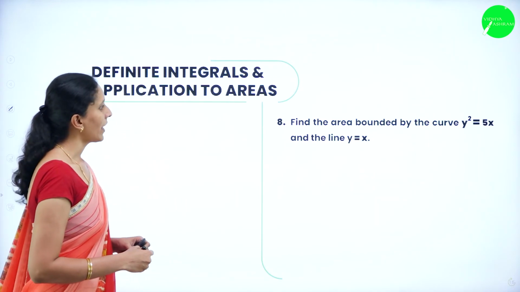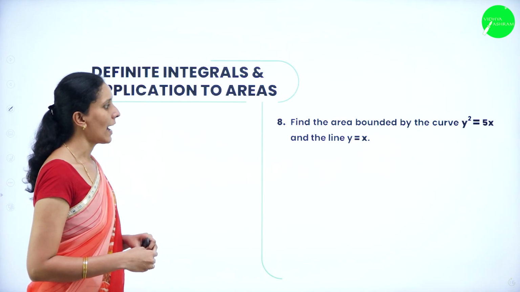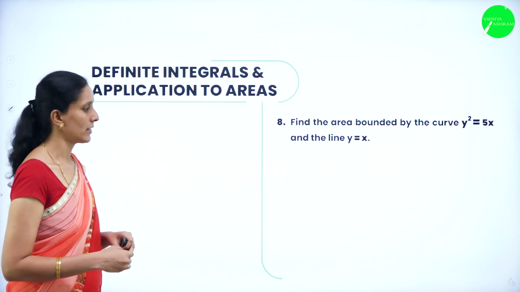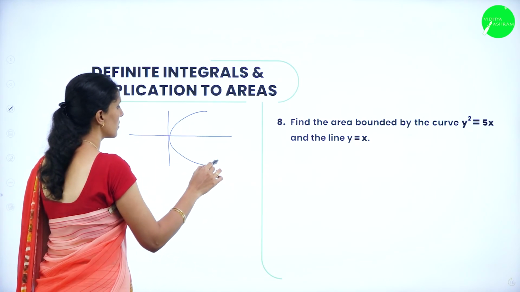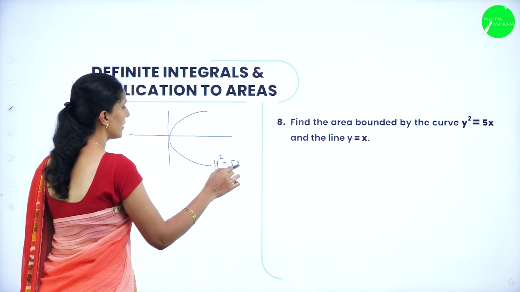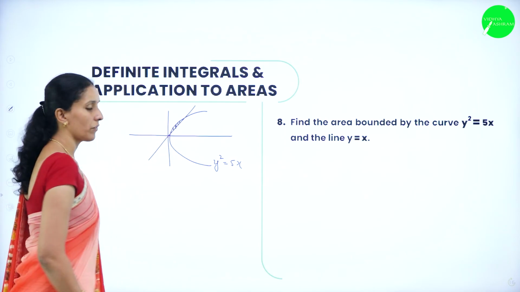Next one, find the area bounded by the curve y square is equal to 5x and the line y is equal to x. So clearly you have a curve like this. So this is y square is equal to 5x and we have a line y is equal to x. We need to calculate the area of this.